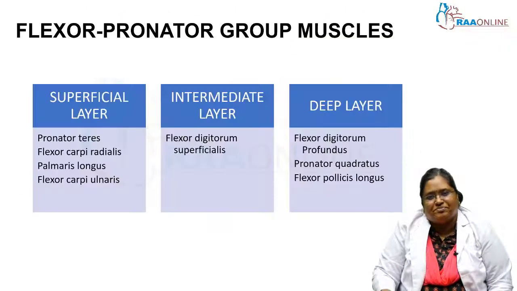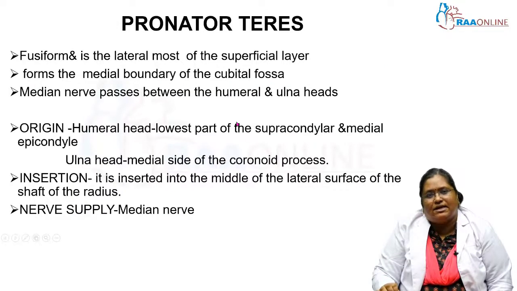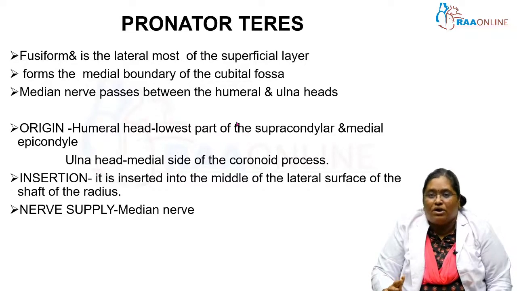The first muscle is the pronator teres. The appearance of this muscle is fusiform and it is present in the lateral most part of the superficial layer. This muscle forms the medial boundary of the cubital fossa. A very important point is that the median nerve passes between the humeral head and the ulnar head of the pronator teres. So the origin of the pronator teres has two heads.